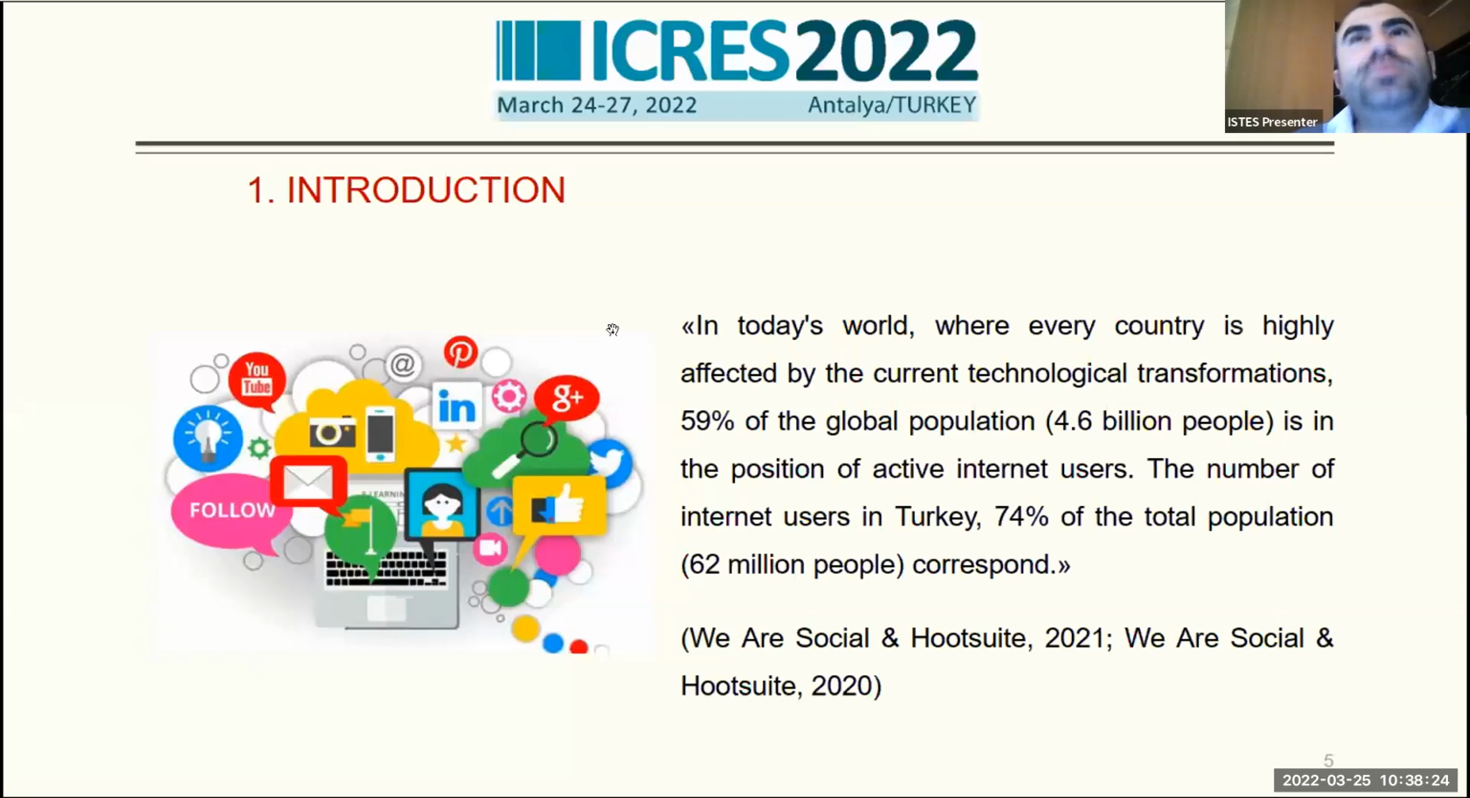Related to the conceptual framework, technology is our everything in this age. For example, more than half of the global population, 4.5 billion people, are active internet users, according to global data. For example, for Turkey, 62 million people are connected to the internet. These are global data from Social and Housewife. A few slides later, I will give some graphics related to these data.